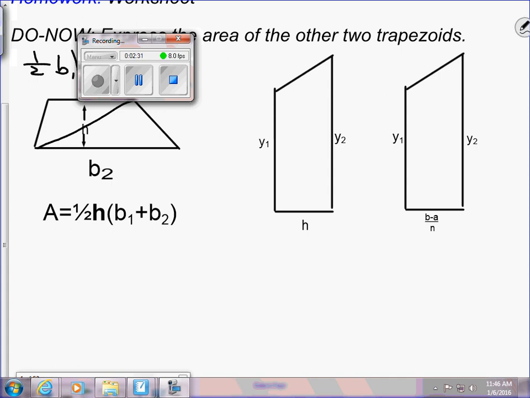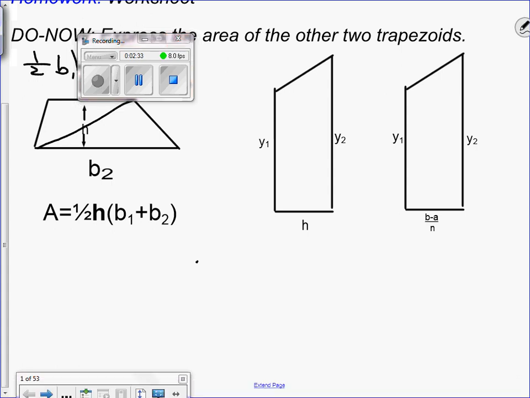Okay, so what is the area of this first trapezoid going to be? 1/2 h, Y1 plus Y2. No problem, right? Oh, why did I do that? What is that? B minus A over N? Yes, Ryan. Yeah, it's the same as the width for our rectangles, right? We're going to get it the same way. So the height of our trapezoid is simply going to be B minus A over N.